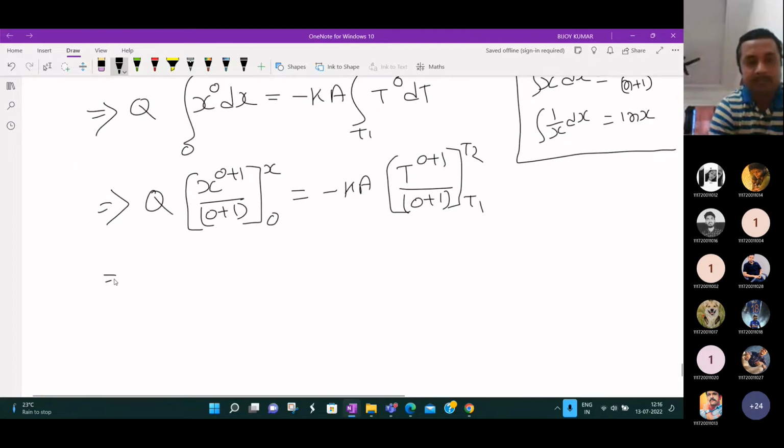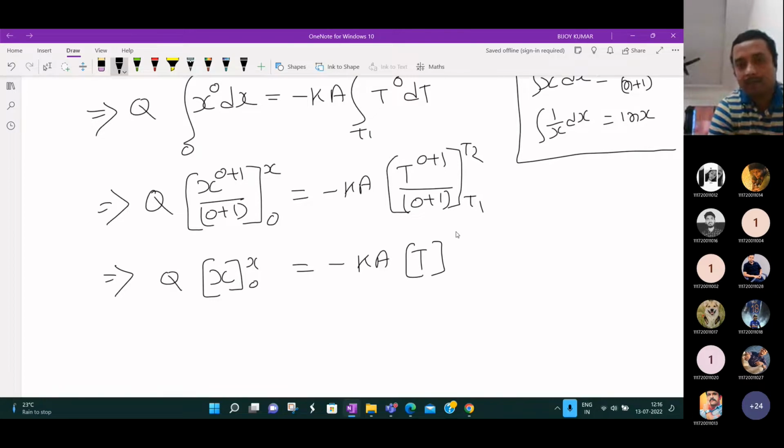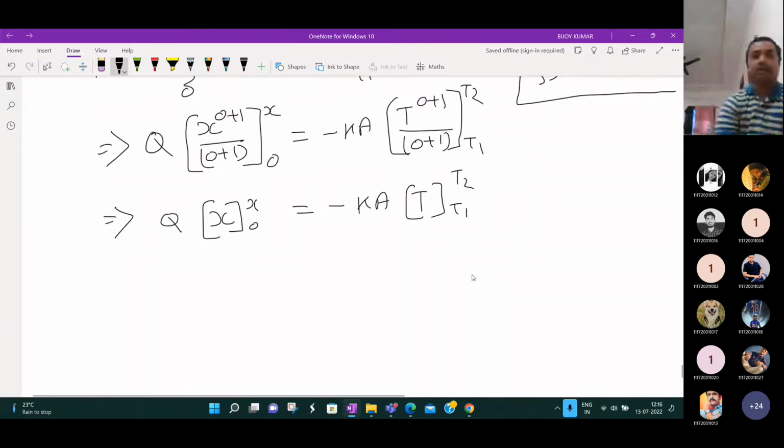So let me solve it. So we can write x to the power 0 plus 1 by this. We can write x 0 equal to minus Ka T, T2 T1. Okay. Next step. Next step, what do we have to do? We have to open this bracket and use these limits. So what do we have to do? What can I write here?